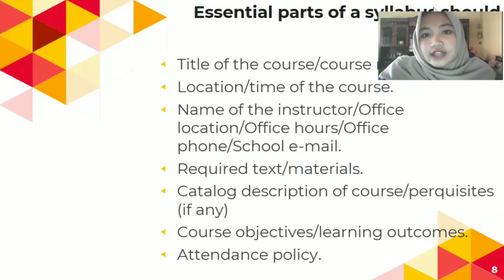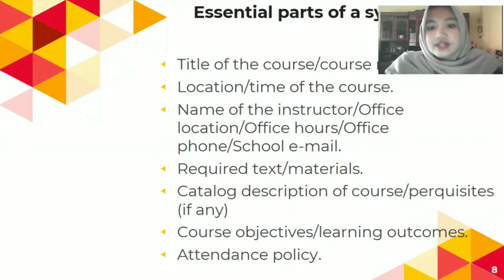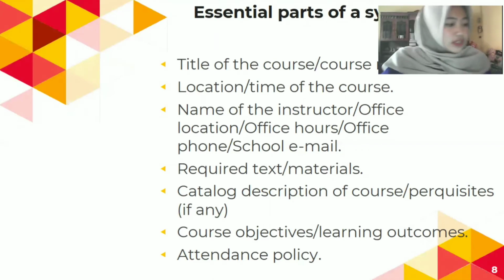Okay. And then the next slide is about the essential parts a syllabus should include. The first is title of the course or course number. The second is location or time of the course. Next is name of the instructor or office location or office hours or office phone or school email. And then required text or materials, catalog description of course or prerequisites, if any. And then course objectives or learning outcomes. And then the last one is attendance policy.